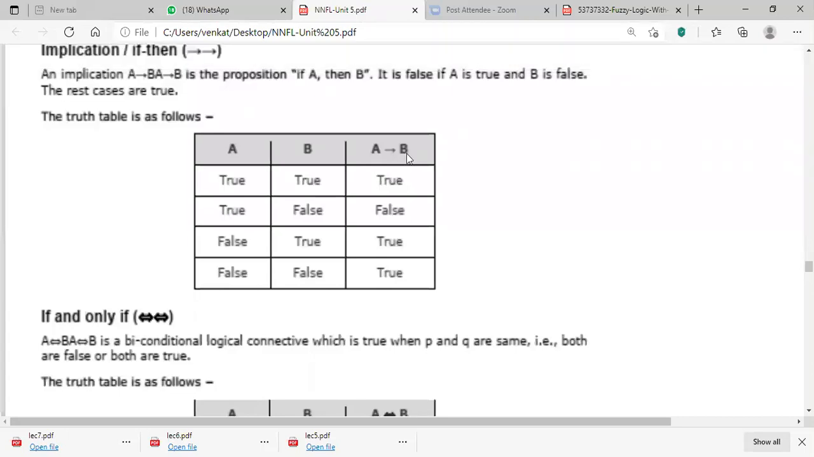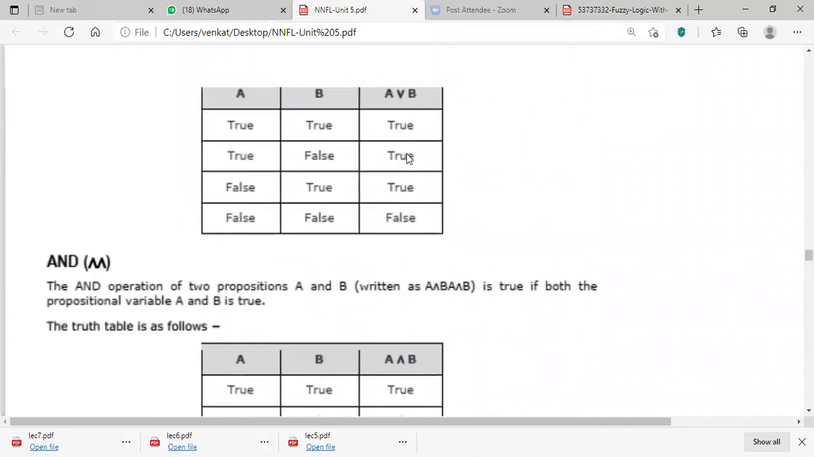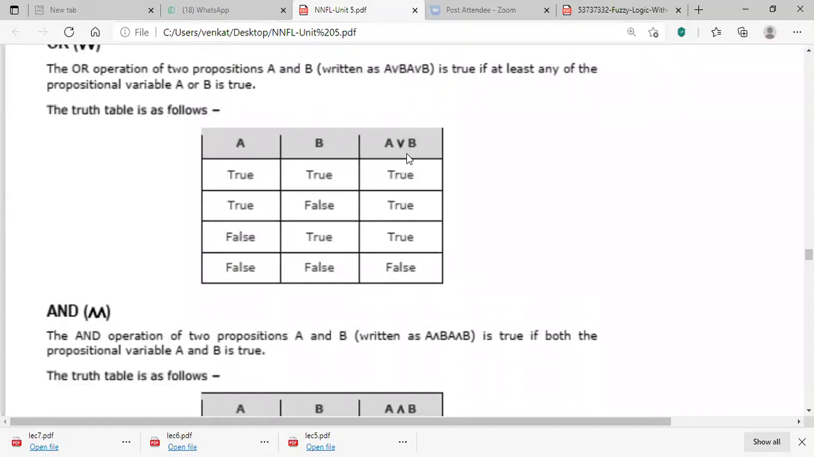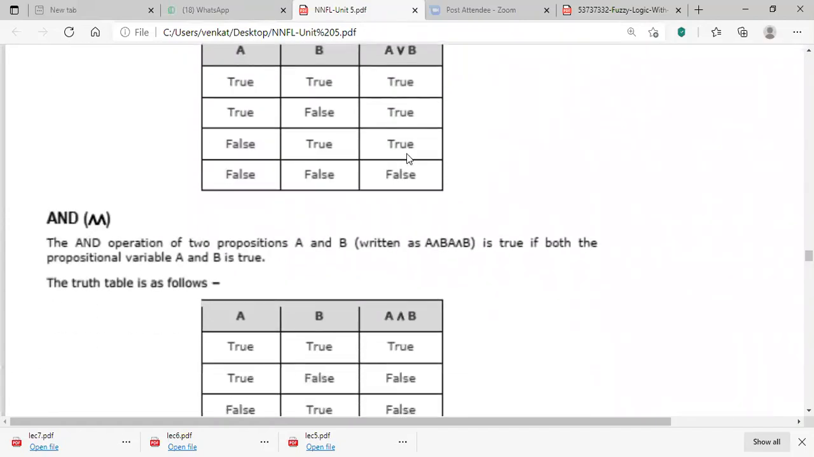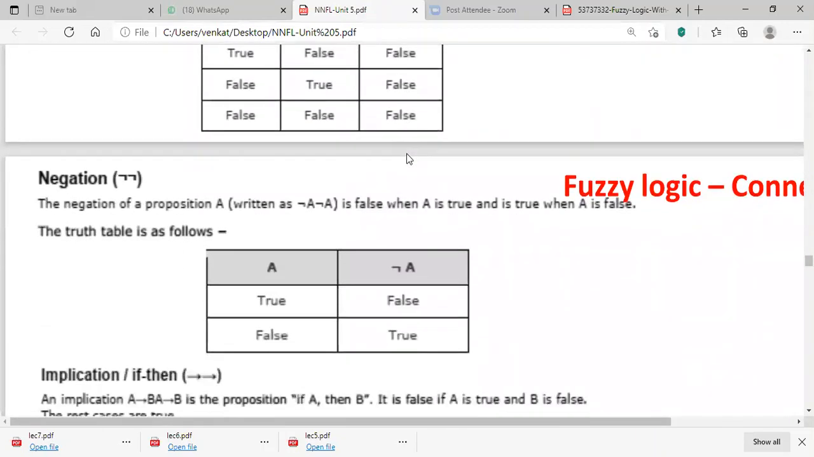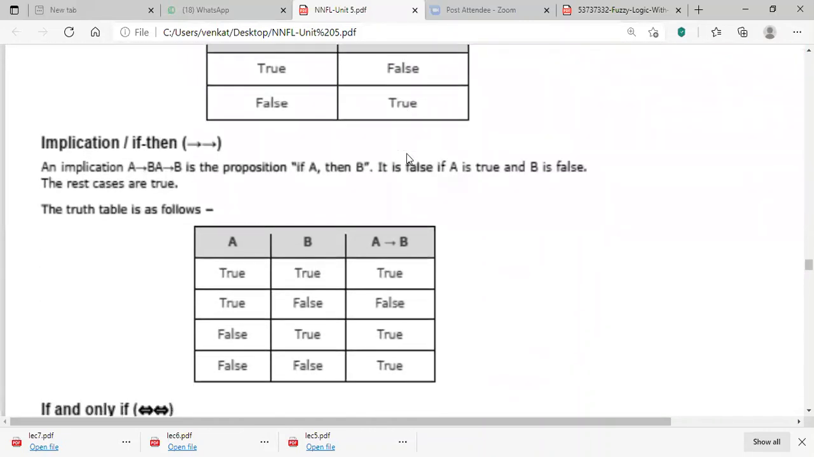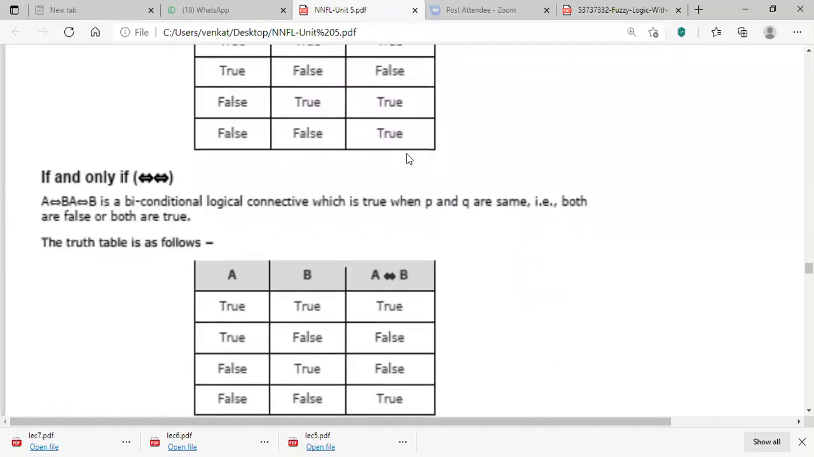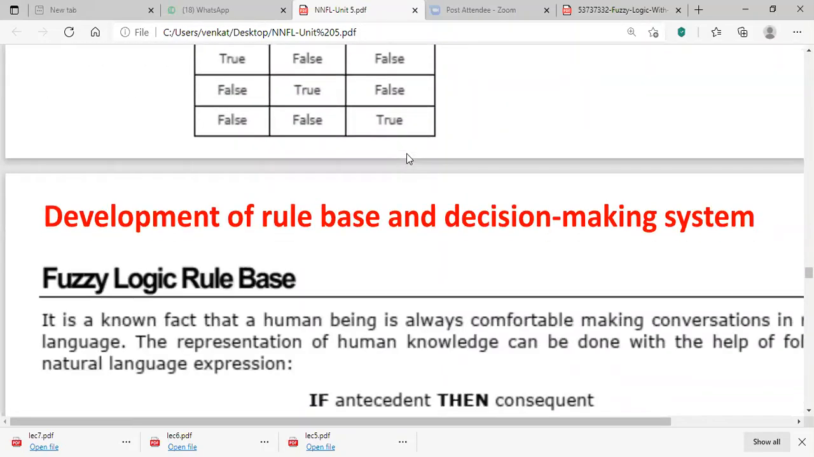Okay, please note down these truth tables for all the five connectives, similar to your logical OR gate and similar to your logical AND gate: negation, complement, implication, and if and only if.